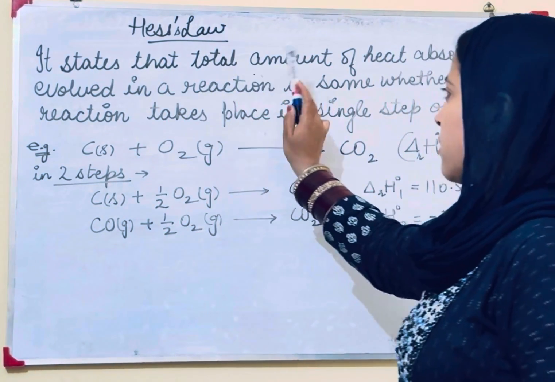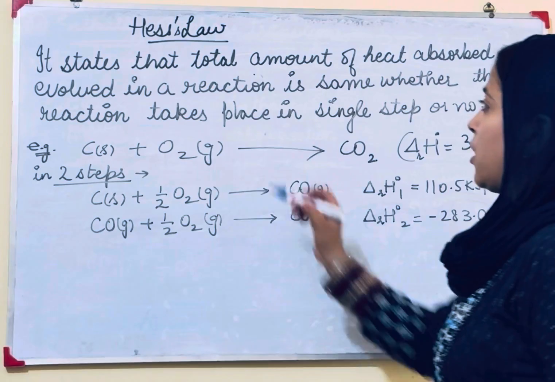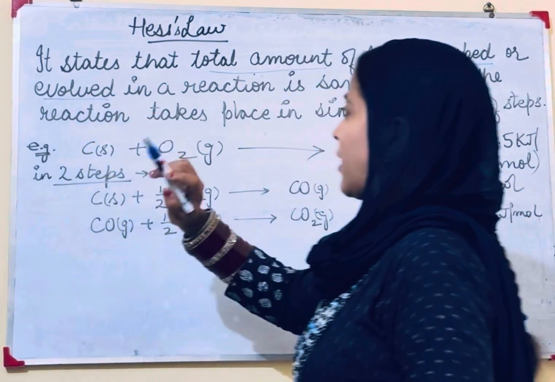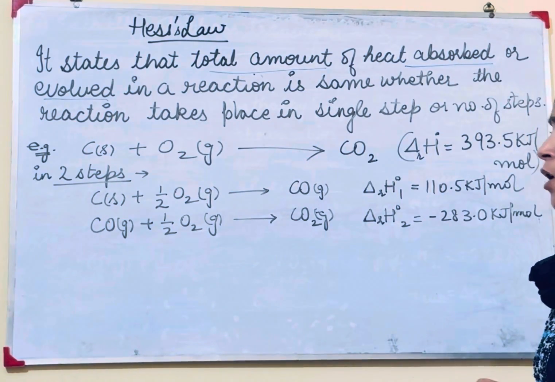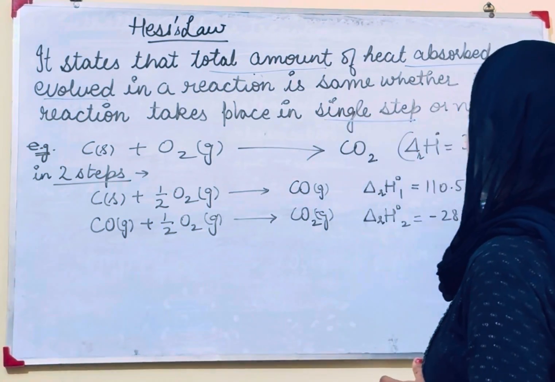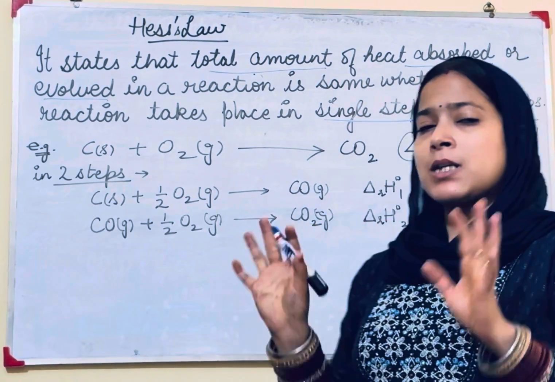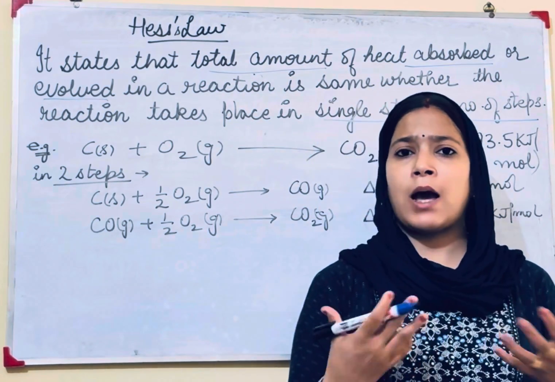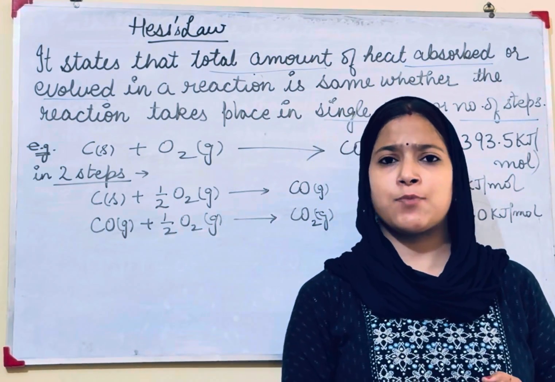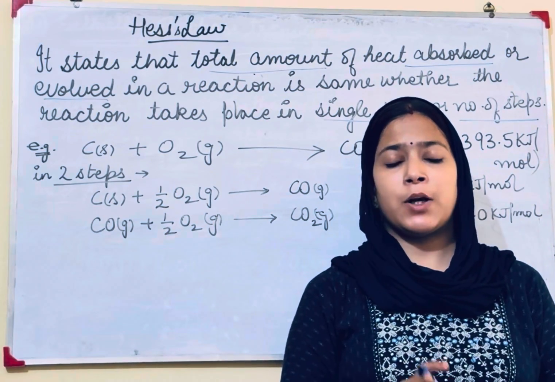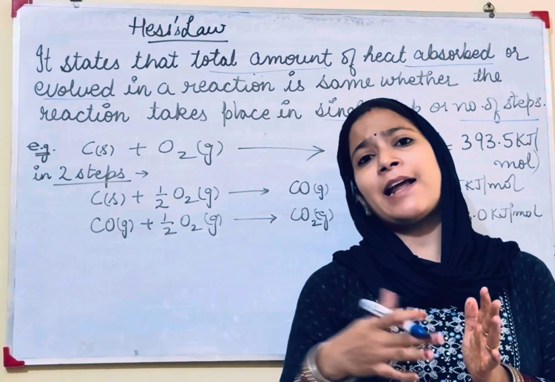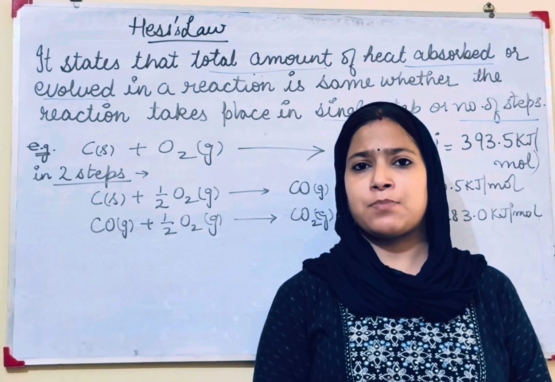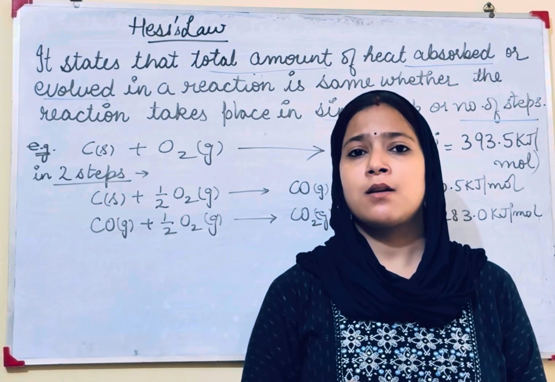It states that the total amount of heat absorbed or evolved in a reaction is the same whether the reaction takes place in a single step or in a number of steps. This Hess law states that the amount of enthalpy change, meaning either the heat is evolved or the heat is absorbed, will be the same during the reaction, whether that reaction takes place in a single step or in multiple steps. The enthalpy change will remain the same.